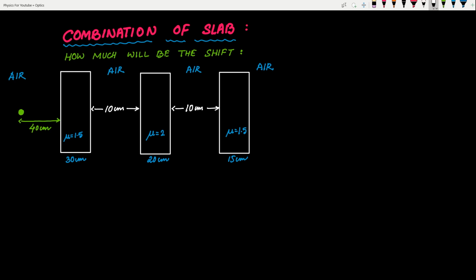What we can do is, since there are 3 slabs, the shifting will be done by this slab, the shifting will be done by this slab, and the shifting will be done by this slab. And we know the formula that shifting by a single slab is T times (1 minus, if it is air, then 1 by mu), where mu is the refractive index of the slab material. So this is the simple thing.